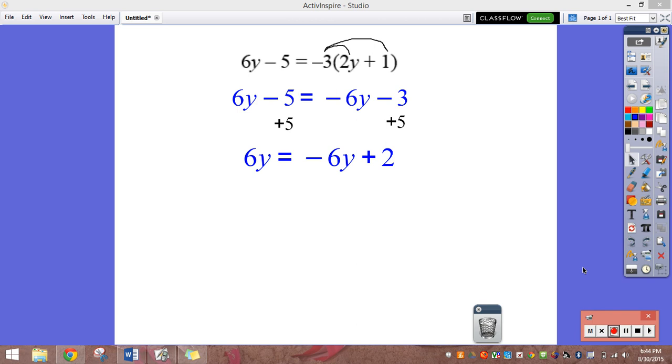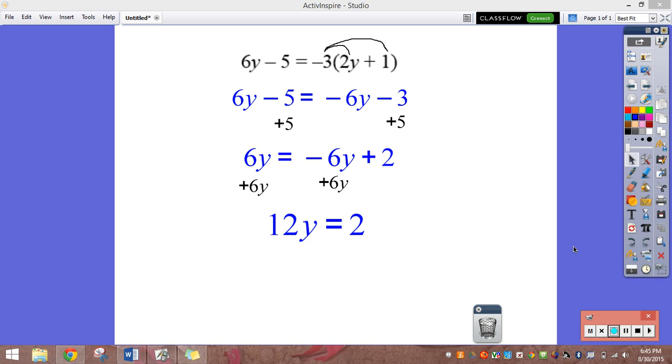plus 2. Now I need to move my variable terms together, and this negative 6y is on the opposite side of the 6y. So to move it, it's negative, I would need to do the opposite. It's negative 6y plus 2, so I would want to add positive 6y to both sides. And the resulting equation would be 12y equals 2.